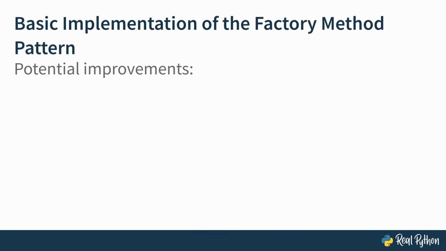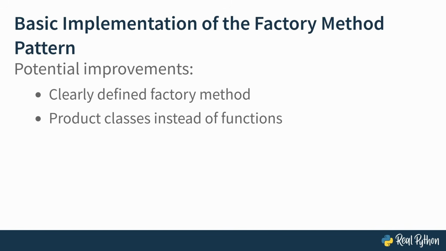Looking at this solution and this structure, though, there are some potential improvements. For example, we really should work towards a clearly defined factory method, which we haven't done yet. Product classes would probably be useful instead of functions. Working with classes is more object-oriented, and it allows us to have some more flexibility and better structure, as we will see in the following examples.